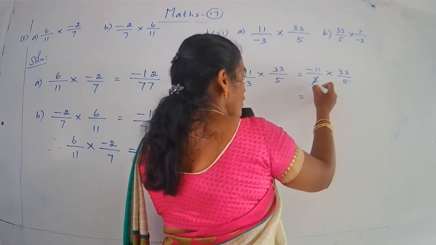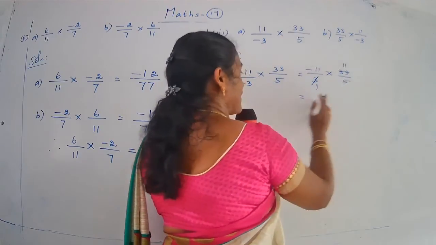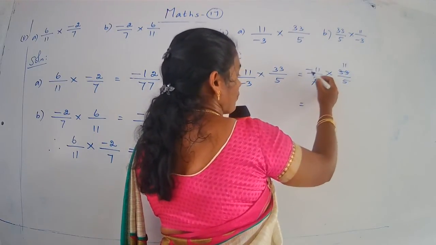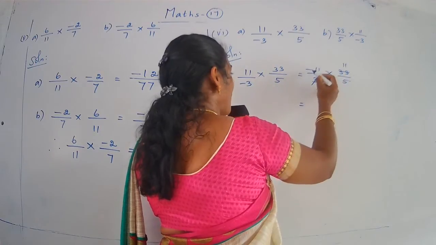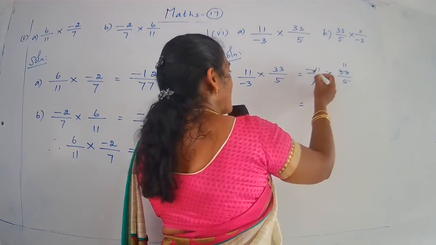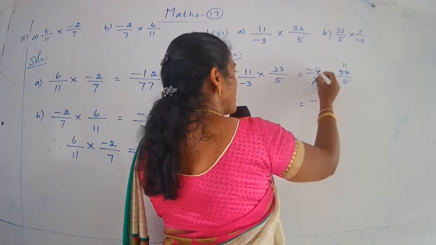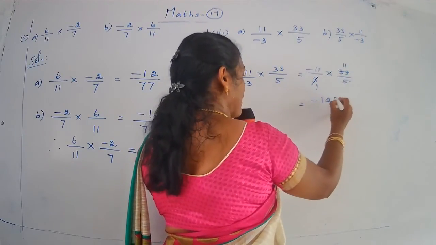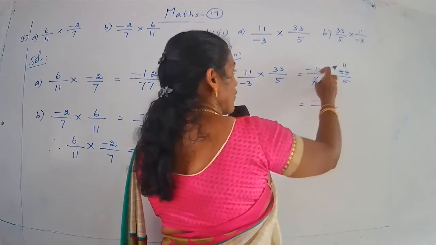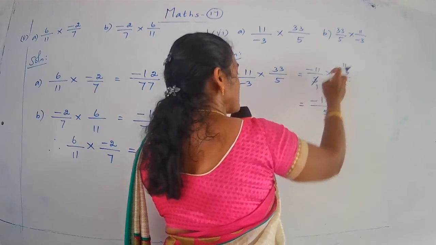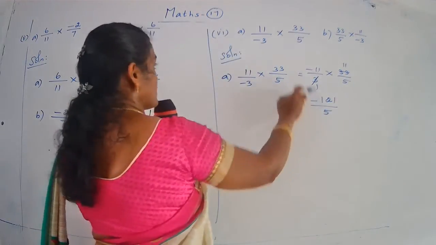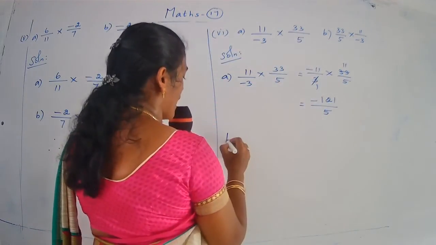Now you see here. These both answers are same. A part answer is minus 121 upon 5 and B part answer is minus 121 upon 5. Yes, these two answers are same. So A part and B part is equal. Therefore, 11 upon minus 3 into 33 upon 5 is equal to 33 upon 5 into 11 upon minus 3. Okay children, A part and B part are equal.